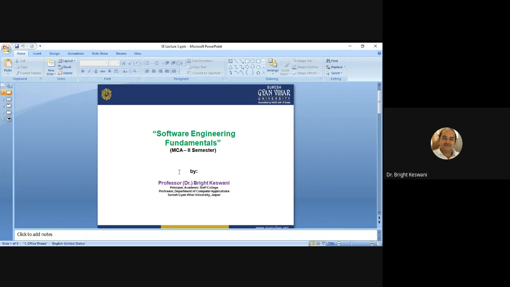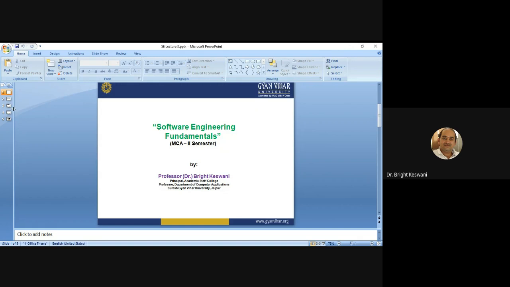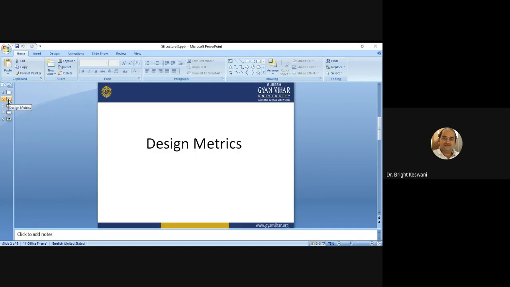Okay, so good morning. Our today's lecture is based on the design matrices, which is another important concept of software engineering. As you know, design is the blueprint of any software. The basic purpose of matrices is to provide quantitative data to the management process, which is useful for effective monitoring and control. There are mainly two functions of management. First is monitoring, and second is control. So design matrices help in effective monitoring and control.